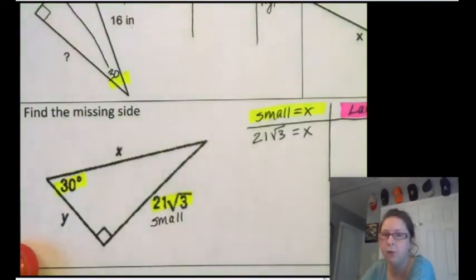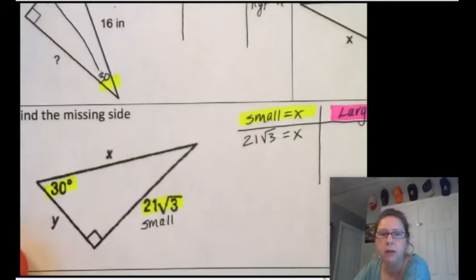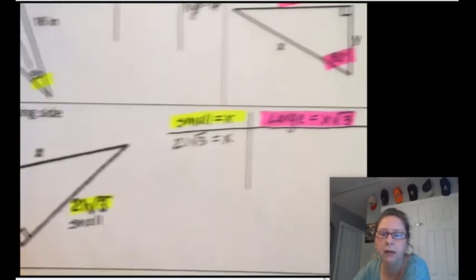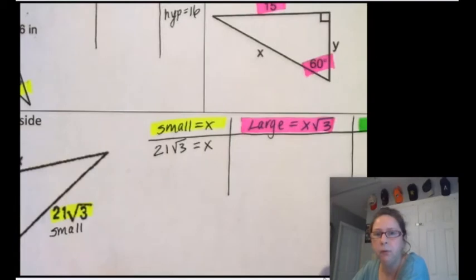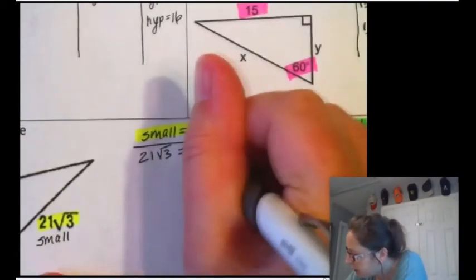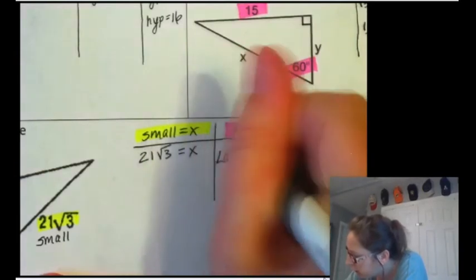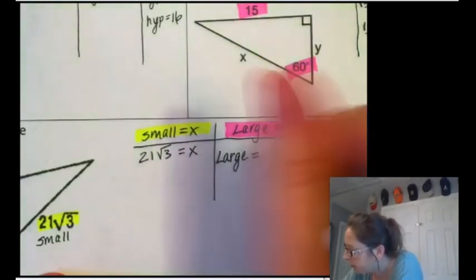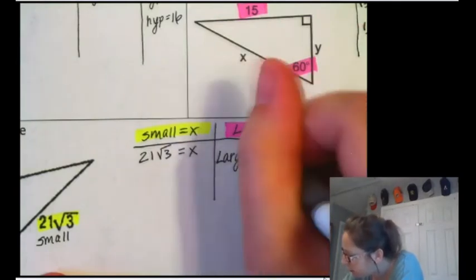So I know the value of x. Let's now find the large side. The large side. So 21 square roots of 3. I'm going to plug this into the large side. It is x square roots of 3. So let's plug in the x.